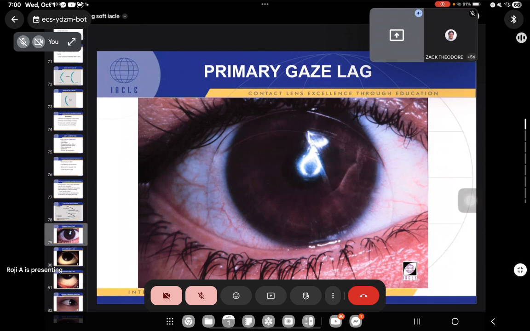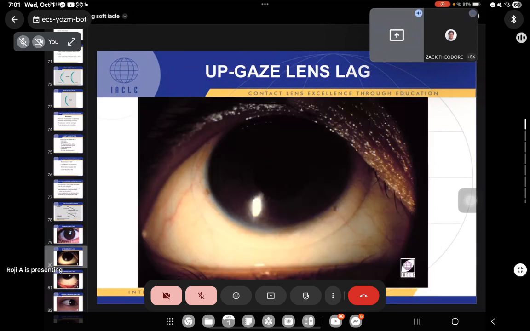Okay. This is an example of a gaze lag. So you can see, where is the lag? Inferiorly, superiorly, nasally, temporally? Where's the lag? Inferior po, Doc. Inferiorly, very good. What made you say that? Because you can see the majority of the contact lens is inferiorly located, while superiorly you can see the edge of the contact lens already, right? Okay. Next one, up gaze. You can see that it followed.